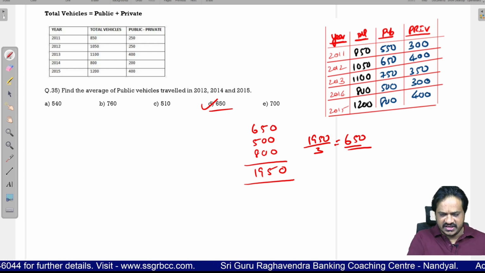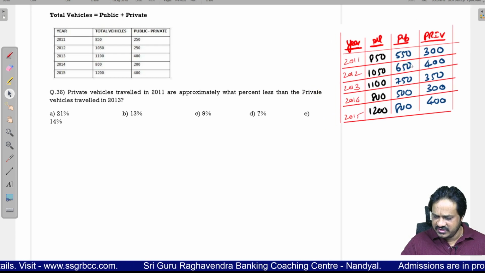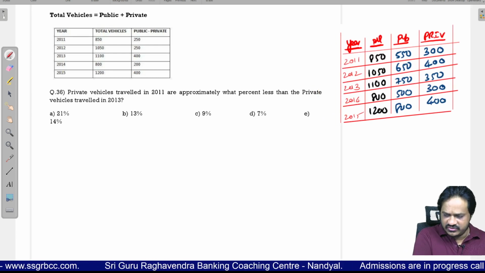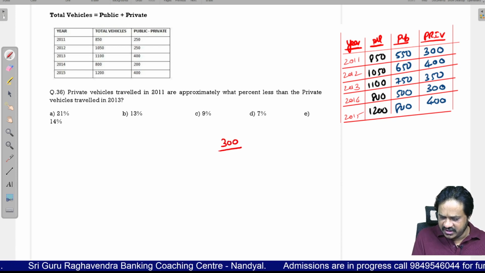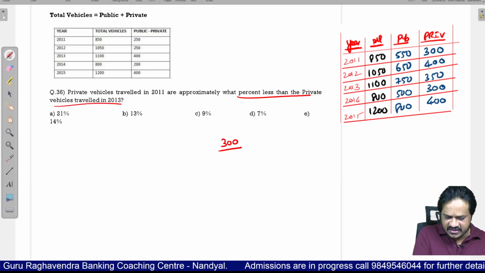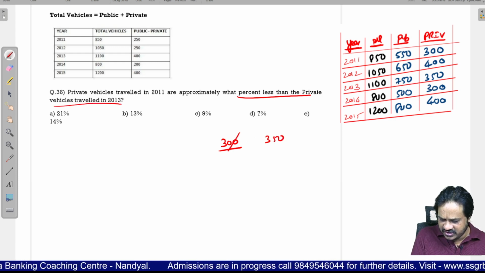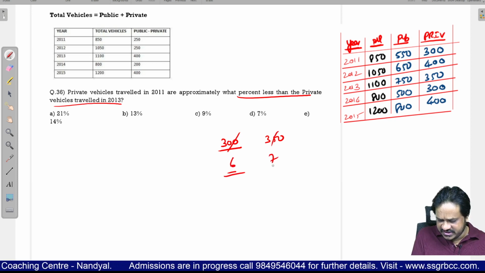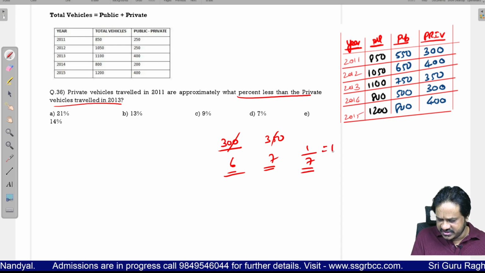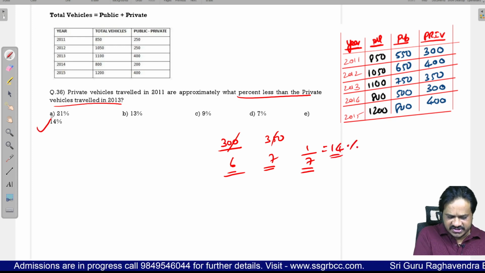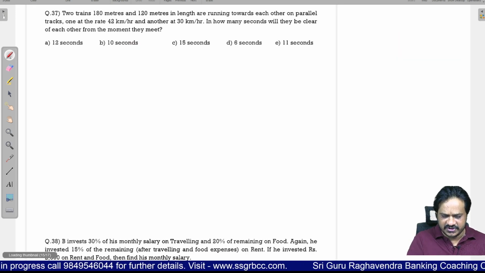Let us see the next question, 36th question. Private vehicles travelled in 2011, that is 300. It is approximately what percent less than private vehicles travelled in 2013, that is 350. Now, 6 and 7. 6 is how much less than 7? 1. So, 1 by 7 is equal to approximately 14%. Option 5 is the correct answer, 14% approximate.